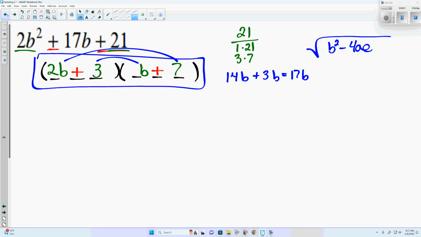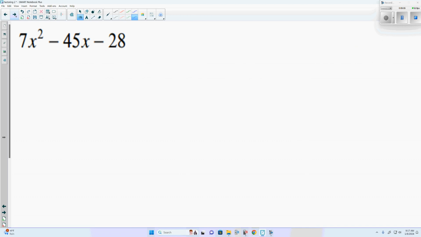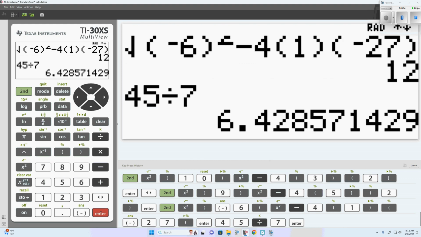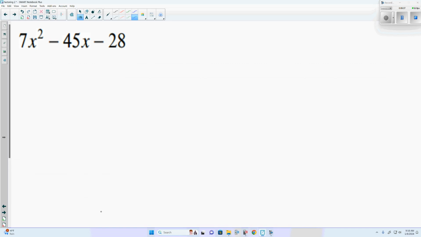Questions on this here before we move on to the next one? 7x squared minus 45x minus 28. Is there a greatest common factor? I'm thinking 7, the only one, because I know 7 does go into 28. It's 4 and 7. The question is with 45. Well, here we go. 45 divided by 7 is very close. But 7x squared and 28 do have a greatest common factor of 7, but because the middle term does not also have a greatest common factor of 7, it unfortunately doesn't work.